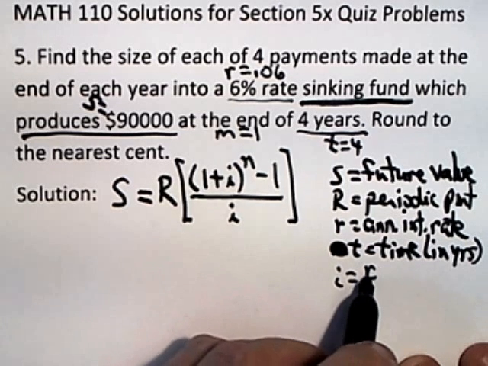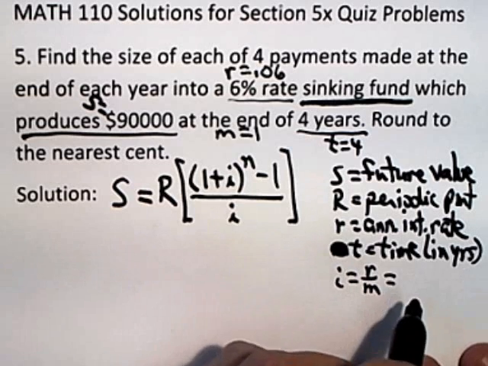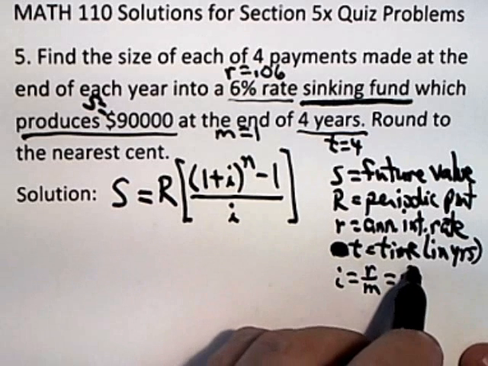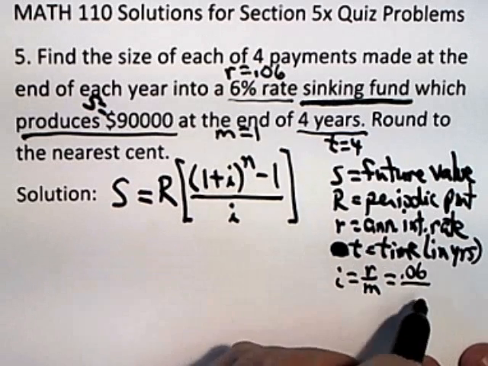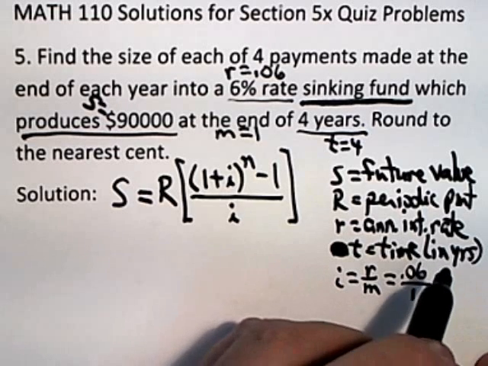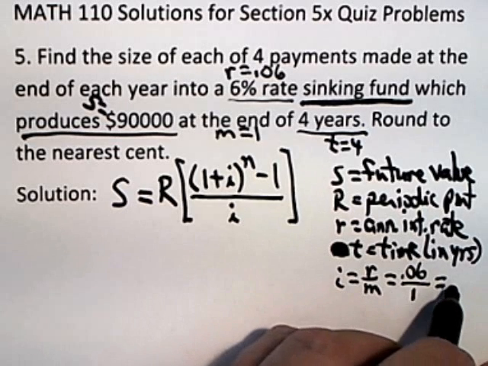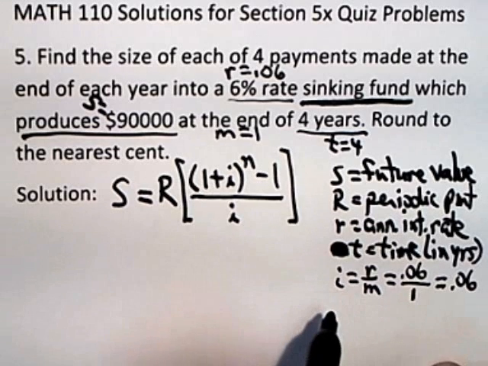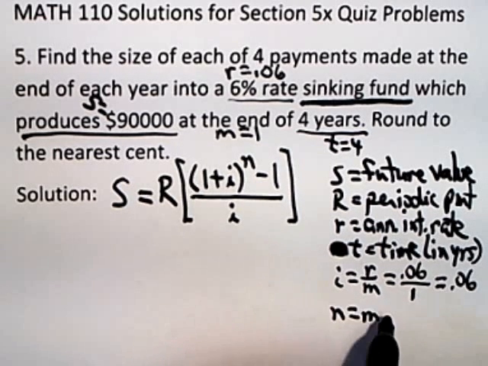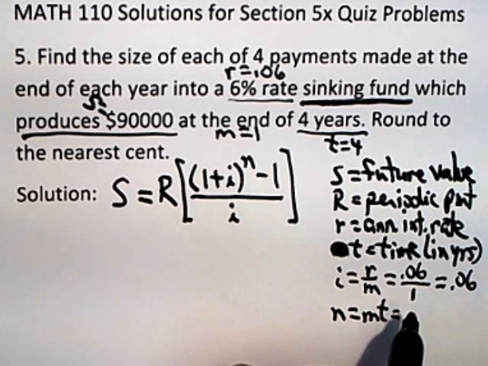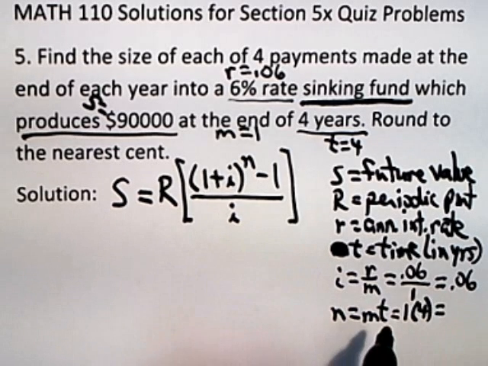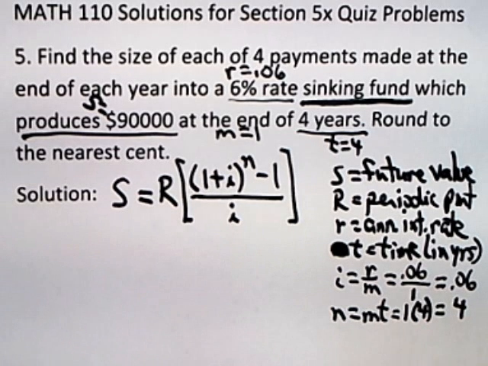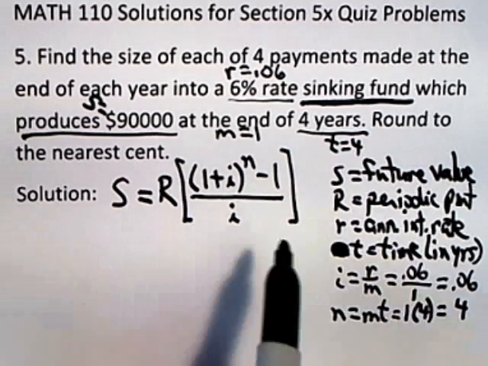Little i is defined to be r over m. That's the interest rate per period. So you take the annual interest rate, which in this case is going to be 0.06, and divide it by 1. So when the compounding period is annually, i and little r are actually going to always be the same thing. And little n is m times t, and again, if m is 1, then little t and little n are going to be the same thing. So whenever you have annual compounding, little i is the same as little r, and little n is the same as little t. So we should be able to move from there.